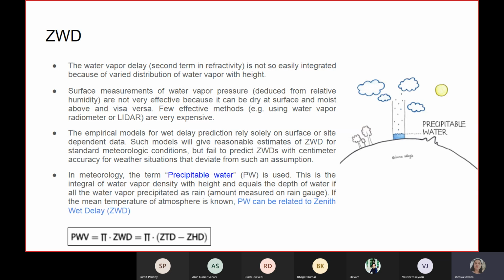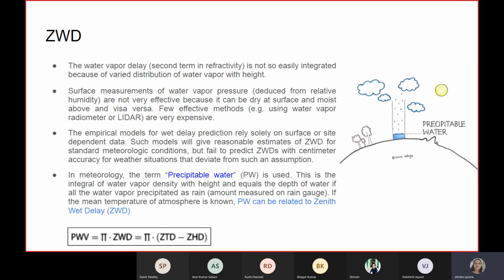Since we are standing on the Earth's surface, we can only measure water vapor pressure at the surface. But these measurements are not very effective because it can be dry at the surface and moist above, or it can be moist or humid at the surface and dry above. So surface measurements don't give a very accurate picture of water vapor. There are a few effective methods, for example using a water vapor radiometer or LiDAR, but these are very expensive.